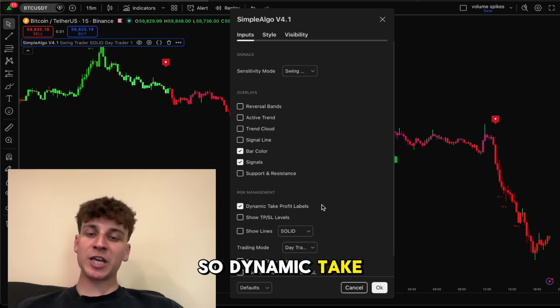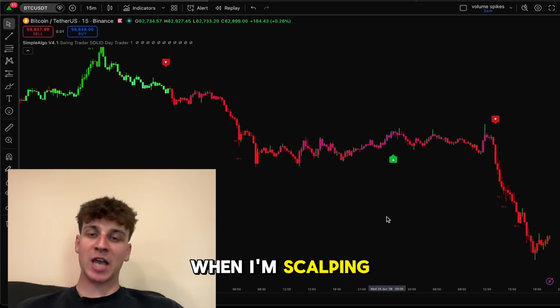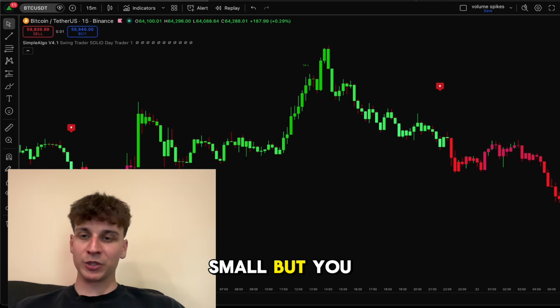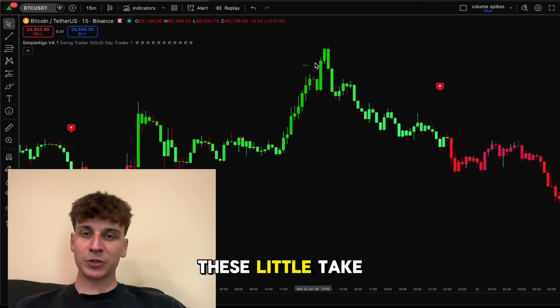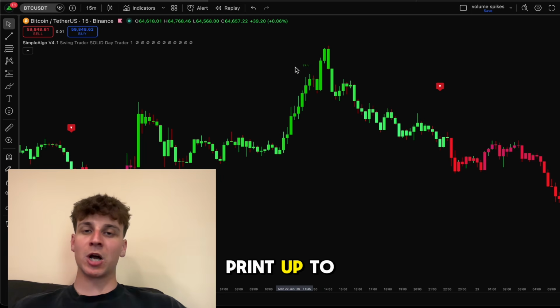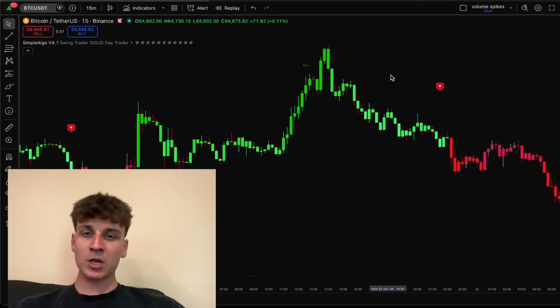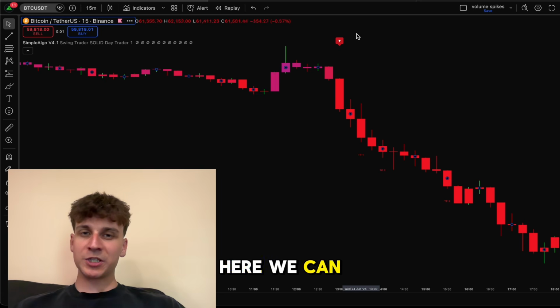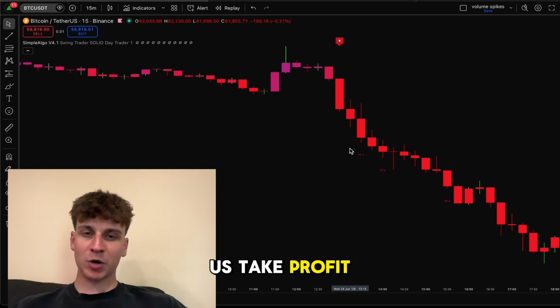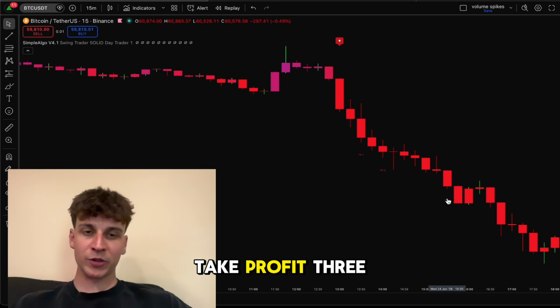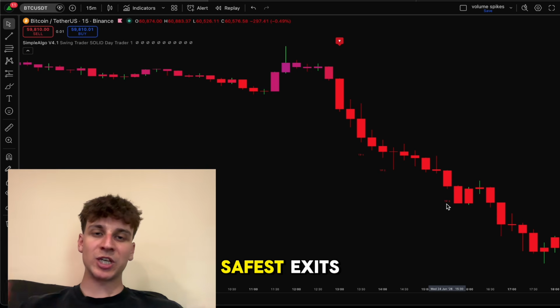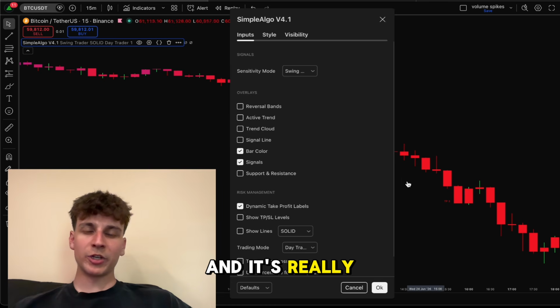So dynamic take profit labels is what I use when I'm scalping, and they're really small, but you can see it right here. They're going to print these little take profit levels. They're usually going to print up to 3 take profit levels. So you can see here it says TP1. Here we can see we got a sell signal and it told us take profit 1, take profit 2, and then take profit 3. It tries to give you the safest exits and is really meant for scalpers.